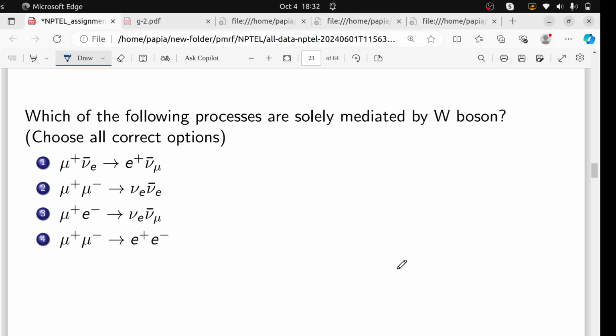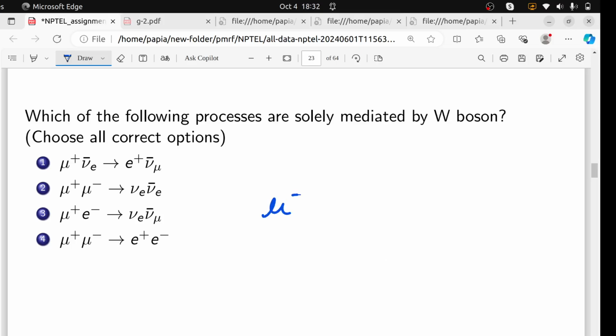They are asking which of the following processes are solely mediated by W boson. Solely mediated by W boson means only the W boson is responsible for the process. It can be possible that among these four options, one or more interactions are mediated by W boson as well as by some other particle. But they are asking only which are solely mediated by W boson. Okay, so just check one by one.